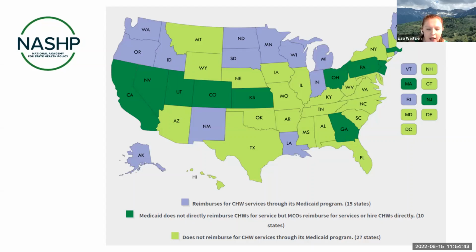In the dark green, there's states that do not directly get reimbursement for CHWs through Medicaid, but their managed care organizations or accountable care organizations are able to hire CHWs directly or get reimbursement for the services. So that is the case in Colorado. For example, Rocky Mountain Health Plans and Colorado Access have been able to hire some CHWs directly, but there's still 27 states that have not been able yet to get reimbursement for CHW services. So there really is a lot of need to focus on that payment for sustainability of navigation.